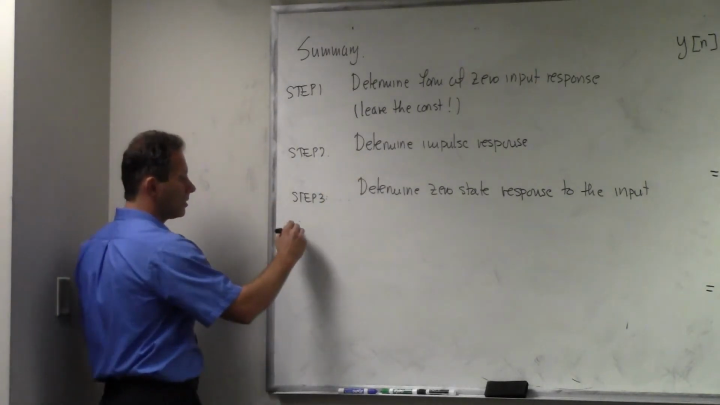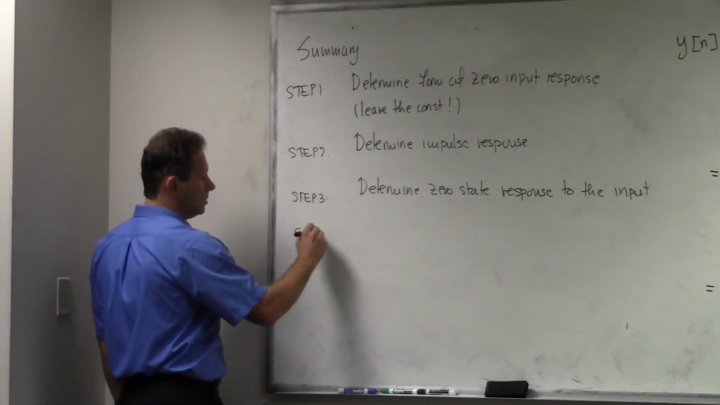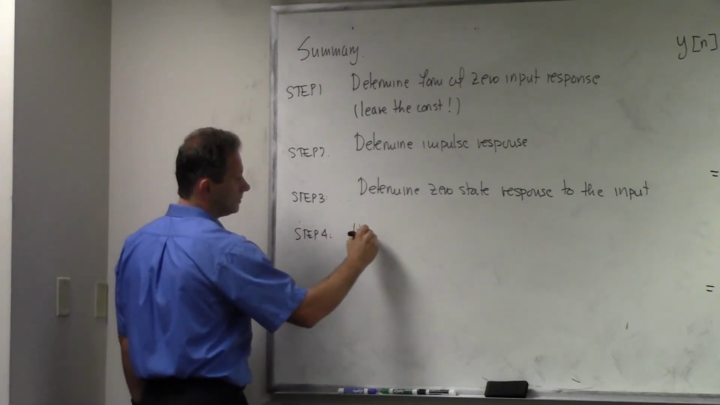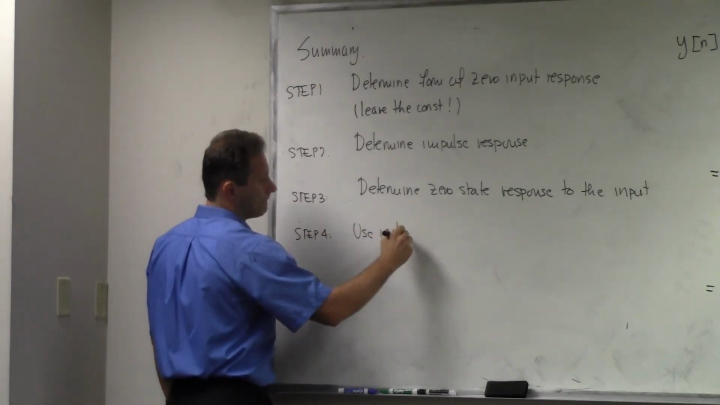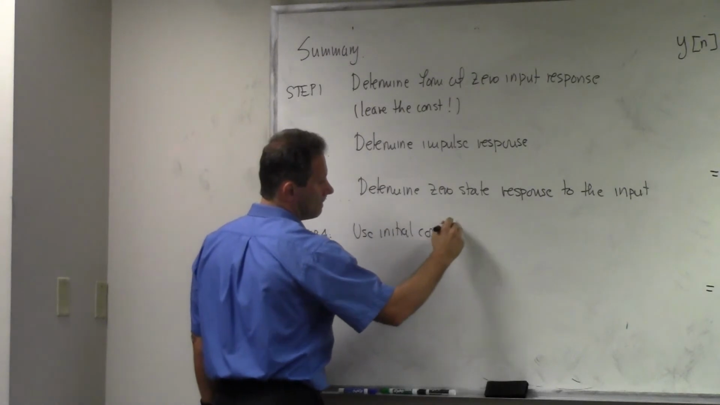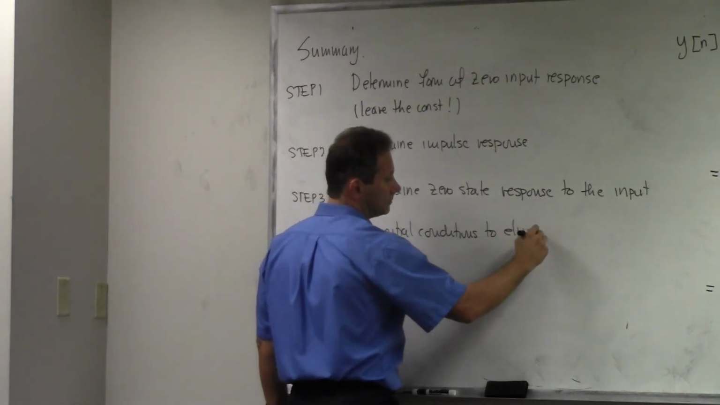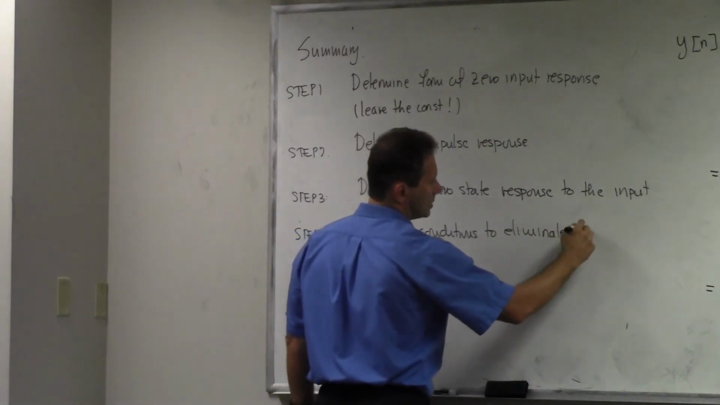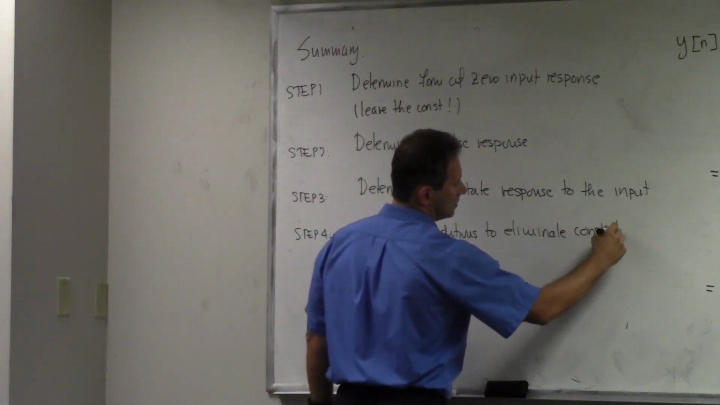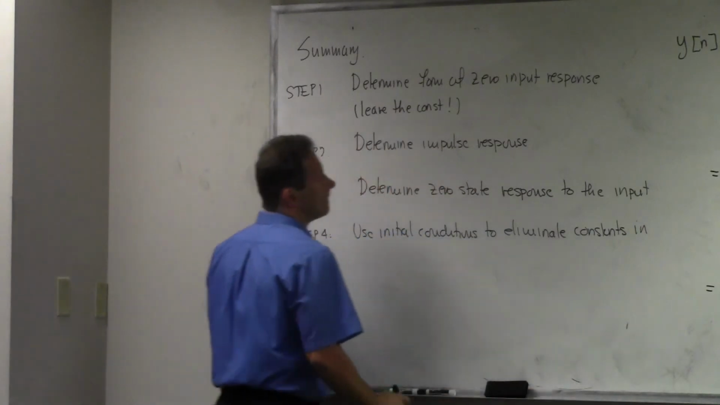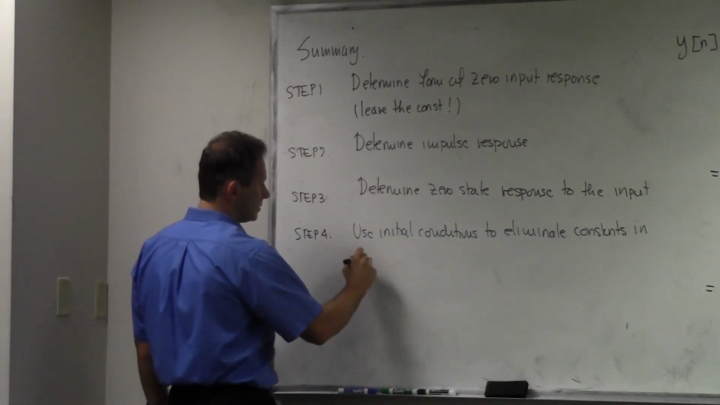And then step 4 is the final step. Use initial conditions to eliminate constants in zero input response.